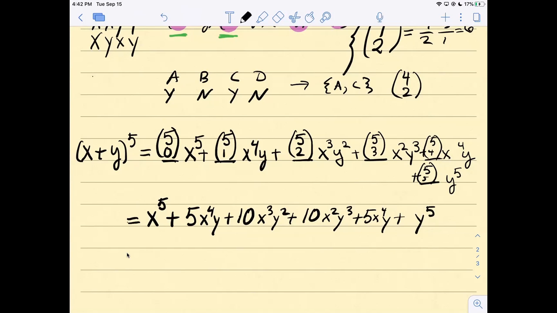Okay. So that's it. That's the main idea. Do you guys see that we didn't need to do any foiling? We just thought about what we should expect to see, and then how many of each thing we should expect to see, and we were able to do it without foiling.